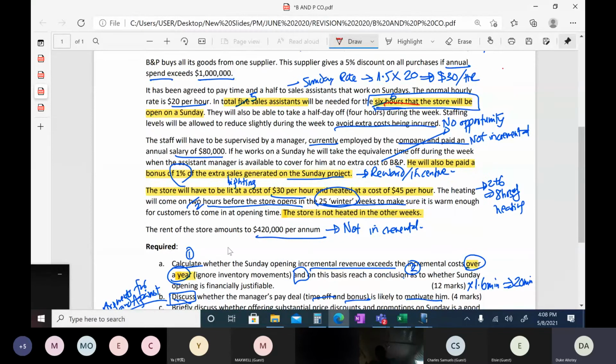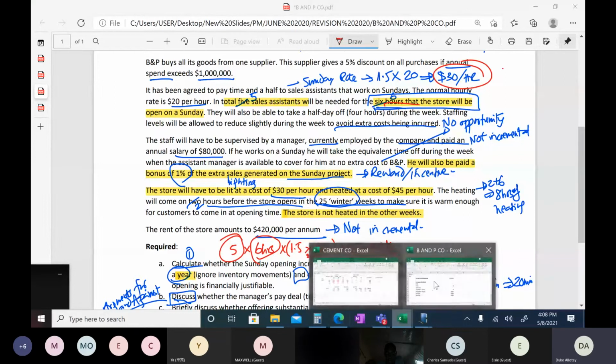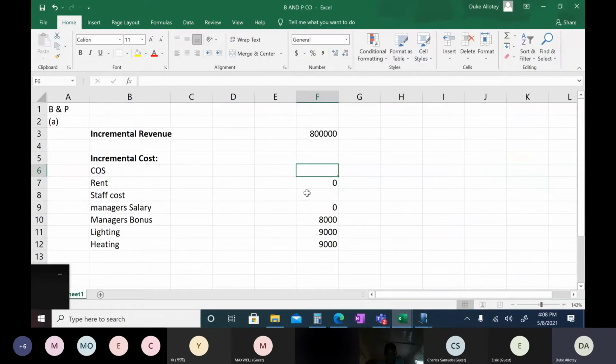So the staff base will be 5 staff, each of them working 6 hours, and they'll be paid, we work it out, 30 an hour, or you can put 1.5 times 20, making up the 30. And for all the 50 weeks, that is going to be our staff cost. So 5 members of staff, each working 6 hours, each being paid 30 for 50 weeks, will give us the staff cost. So again, you go to your spreadsheet and work that out.